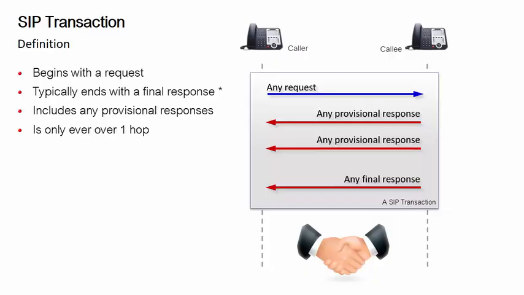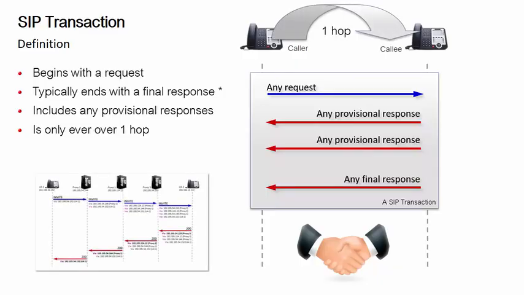Another rule that we've not discussed yet is a transaction is only ever over one hop. Now, we've not discussed it before because until now we've only looked at peer-to-peer calls, none of which have traversed more than a single hop. In the next chapter, though, we'll look at calls routed via multiple servers over multiple hops between caller and callee. A SIP transaction is only ever over one hop.